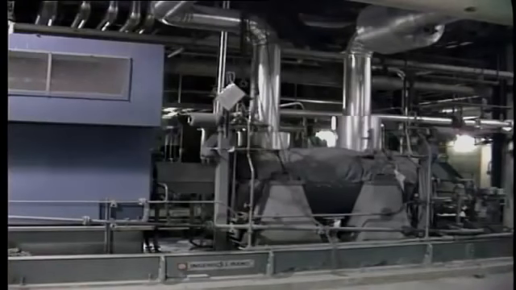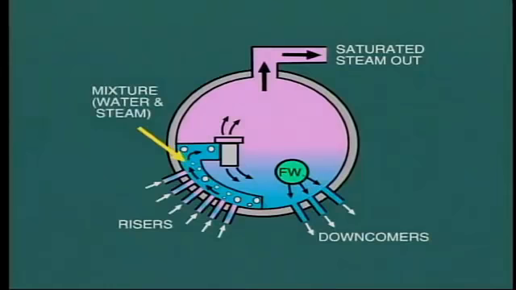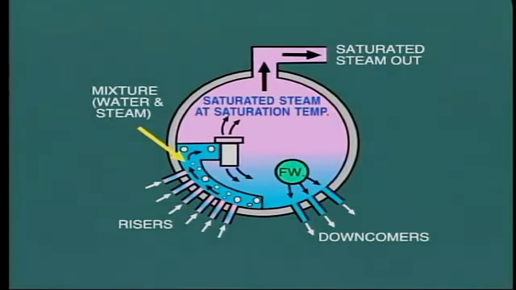Usually, automatic controls carry out this task by adjusting the feed water control valve or perhaps the speed of the feed water pump. The steam which collects in the upper part of the drum is saturated steam and will be at saturation temperature. For example, if the steam pressure in the drum is at 200 psi, its temperature will be 381 degrees Fahrenheit. At a pressure of 1,000 psi, the saturation temperature is 542 degrees Fahrenheit.